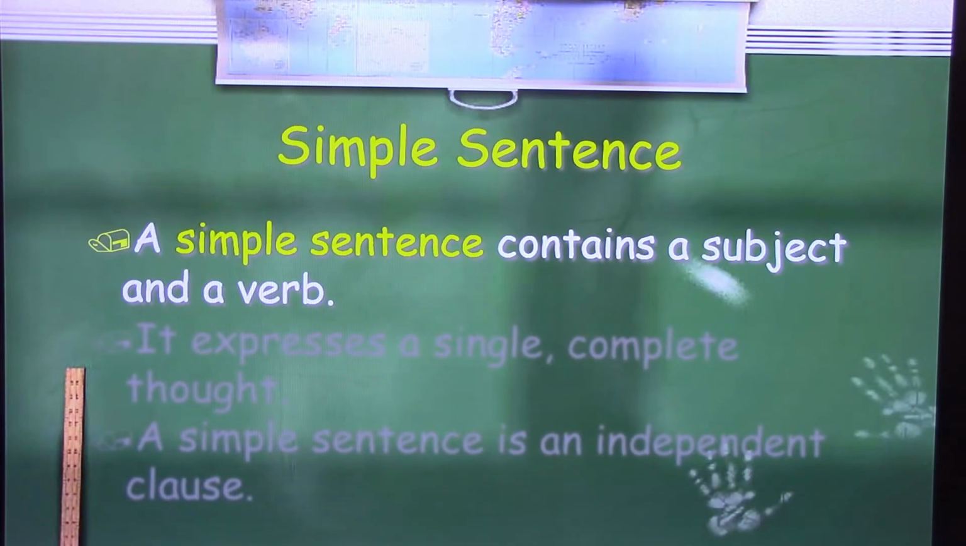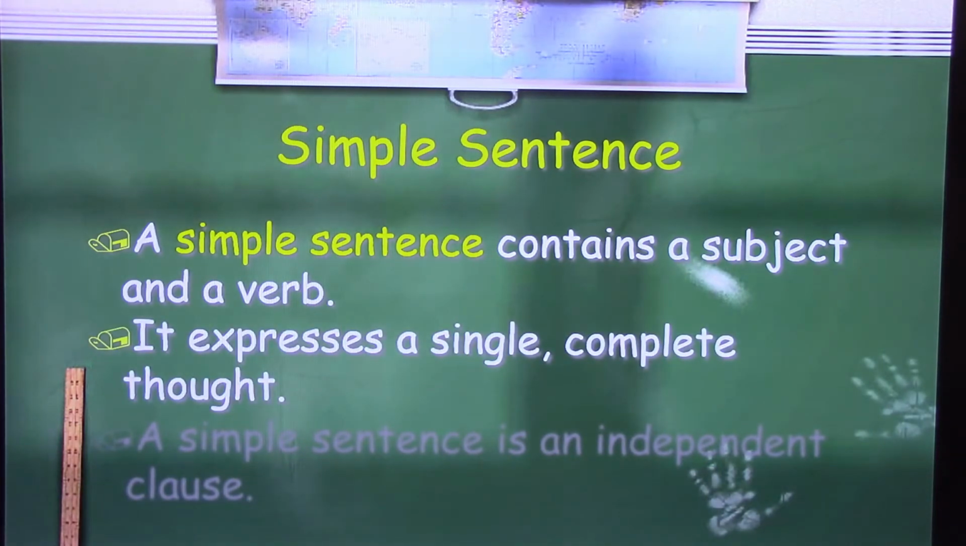A verb, as I said to you, is an action word. It's a word that tells us the work that is being done in a sentence. Now, a simple sentence contains both the subject and the verb.